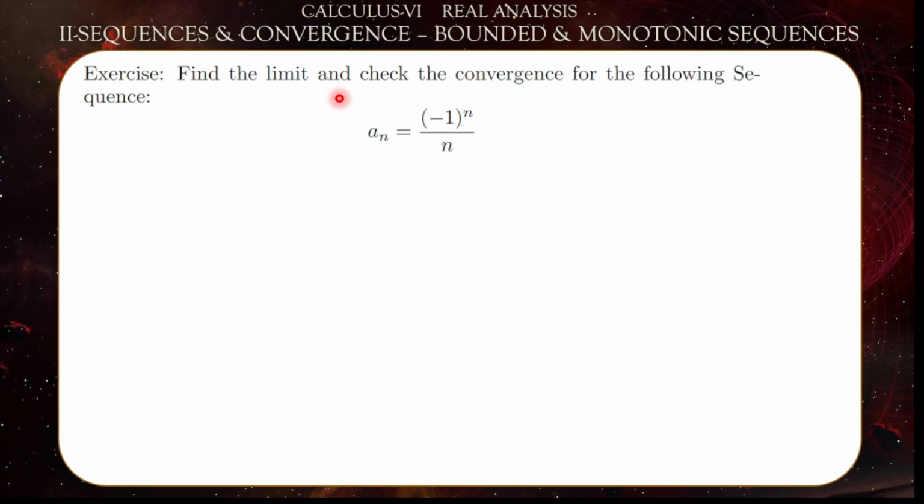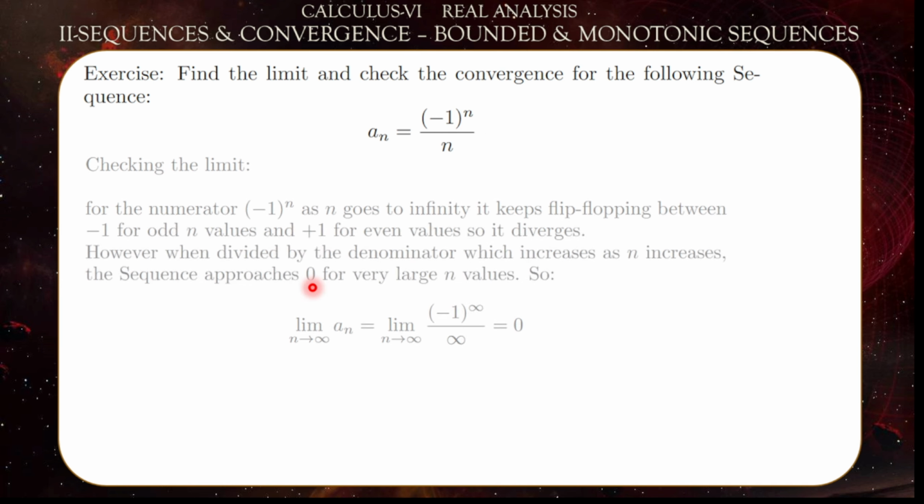Exercise: find the limit and check the convergence for the following sequence: a_n equals (-1)^n divided by n. Let's check the limit at first. For the numerator, (-1)^n, as n goes to infinity, it keeps flip-flopping, jumping between minus 1 for odd n values and plus 1 for even values. So it diverges. It never reaches a finite limit.